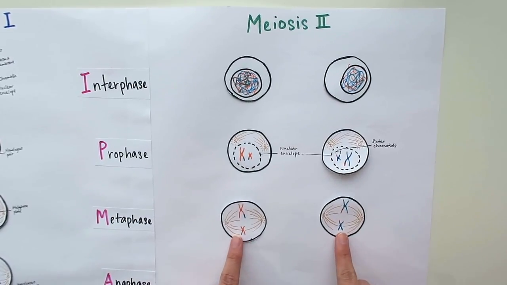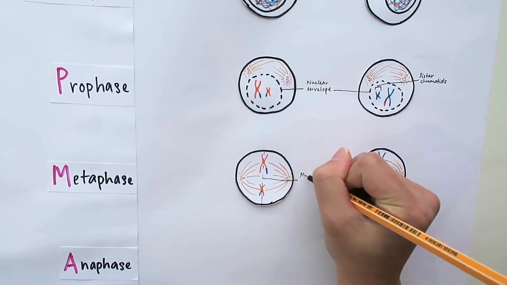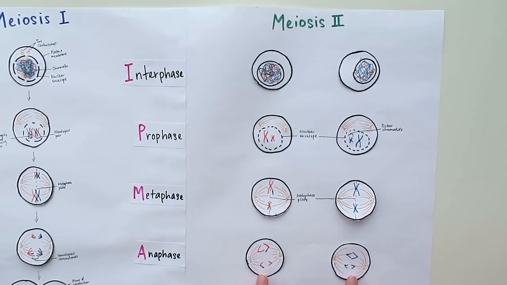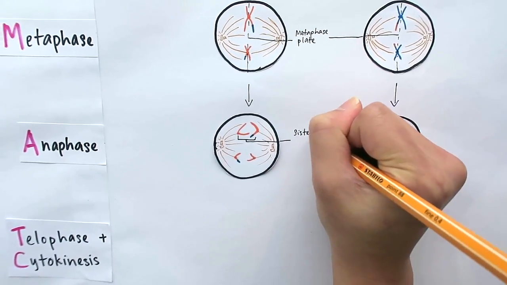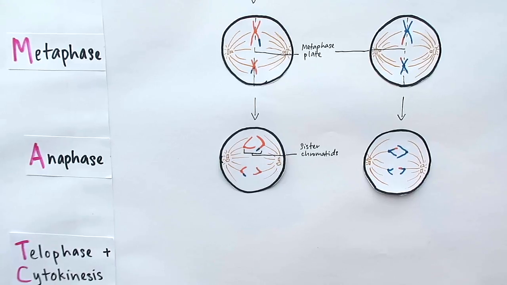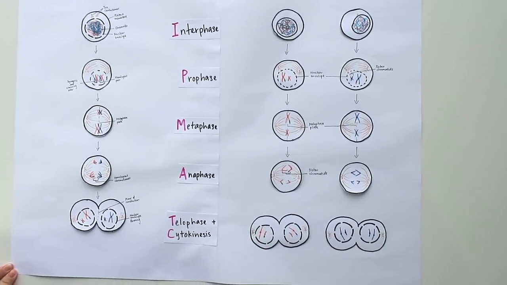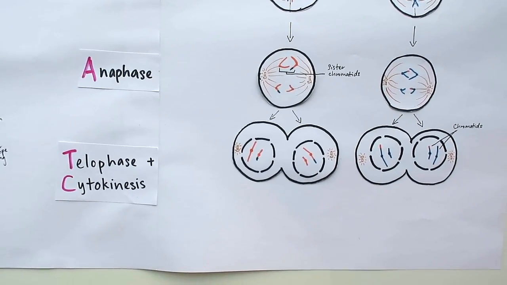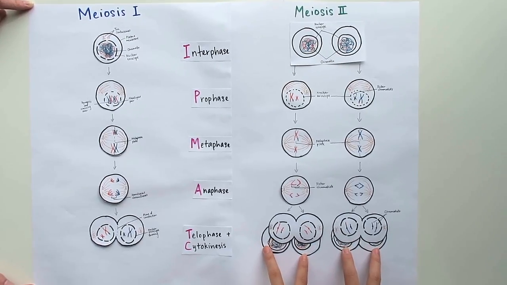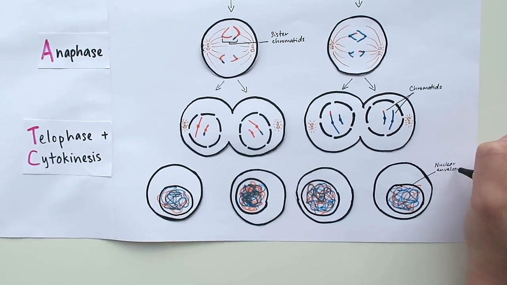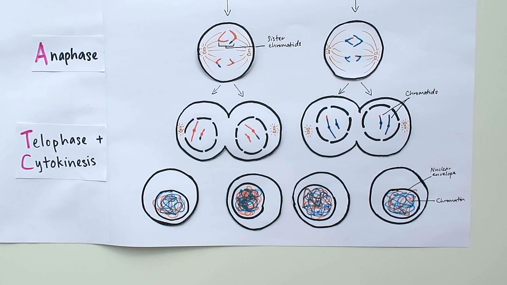Metaphase 2. Here the chromosomes line up singularly at the equator of the cell. Anaphase 2. The sister chromatids separate as they move along the spindle fibers to reach the spindle poles. Telophase 2 takes place as the nuclear membrane reforms around the chromosome and the spindle fibers disappear. Cytokinesis completes the second phase of the meiotic division. We now have 4 genetically different haploid cells.